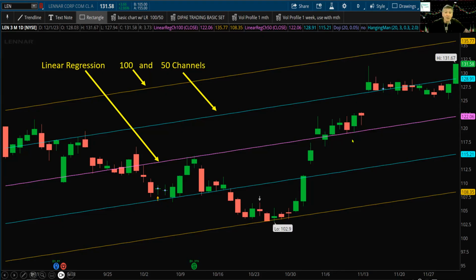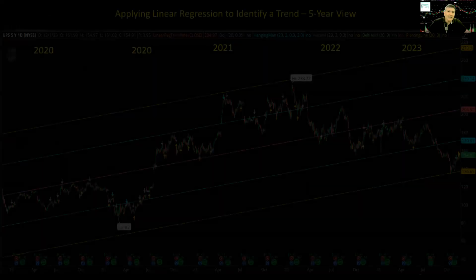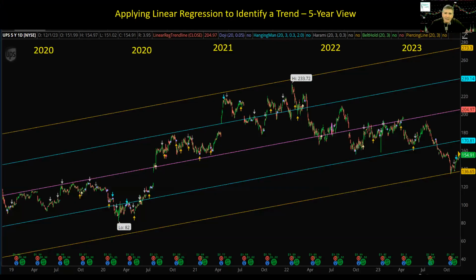Some people use the term mean. You can go either way, makes no difference to me. I'll probably go with both terms depending on what comes out of my brain. But fundamentally, it's the same thing, the linear regression line or the mean with its channel 50 and 100 partners. So with that being said, let's go ahead and talk about how to identify a trend.